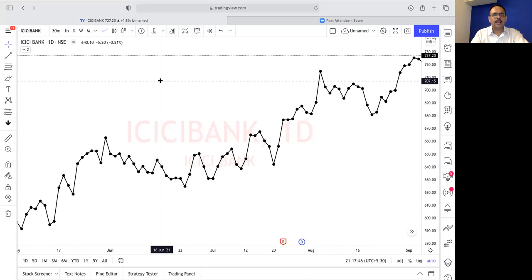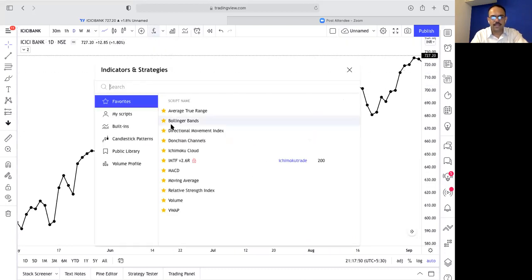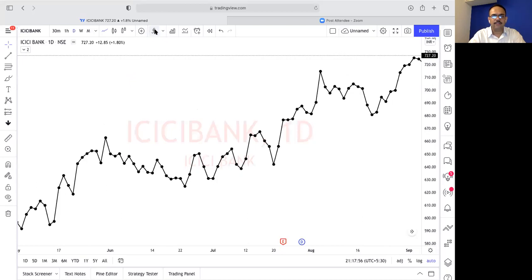Yes, okay. Now what we will do is, we will first put a moving average. What you have to do is go to indicators. In TradingView it is called FX, or if the drop down is coming, it is indicators and strategies.